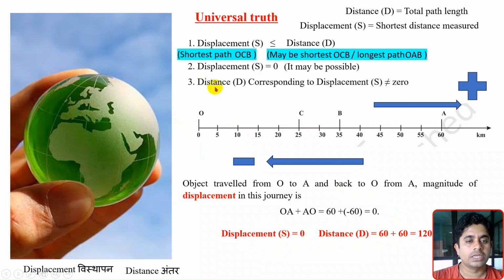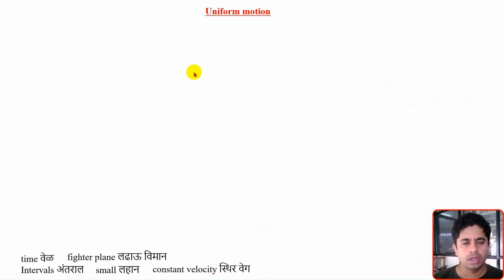So the same thing I am saying here. The distance D corresponding to this displacement, the O to A and A to O journey we have considered, is a non-zero value, or it is not equal to zero. Displacement is zero. So these are the three universal truths we have to remember. Displacement is less than or equal to the distance. Displacement may be zero, but distance is always a non-zero quantity, right? Thank you.